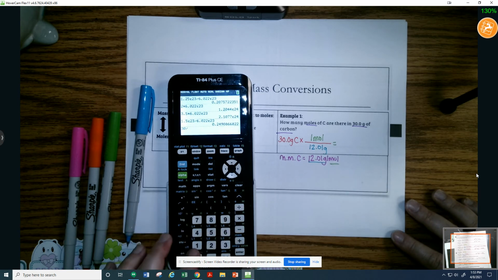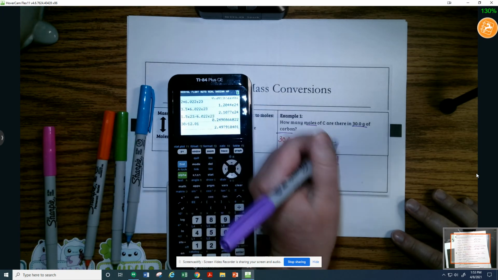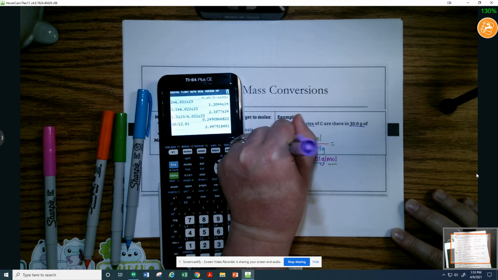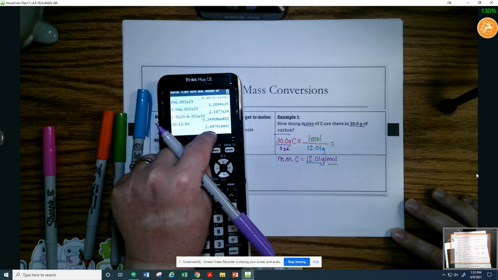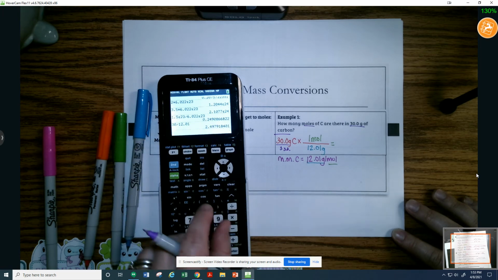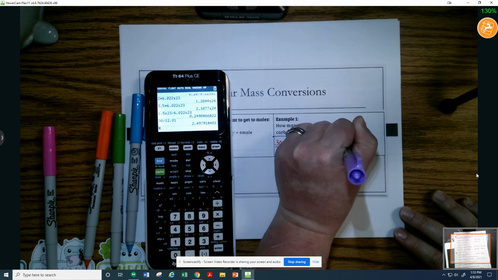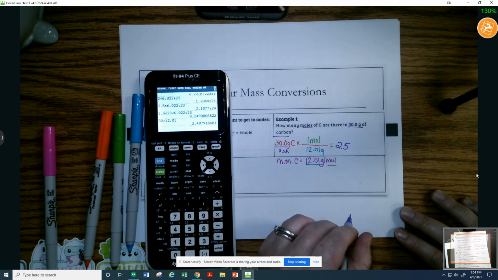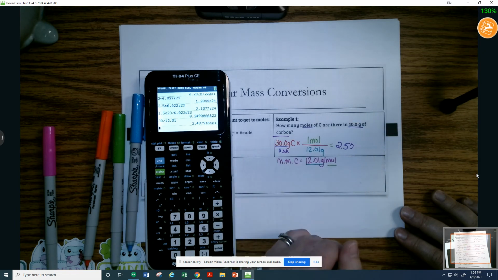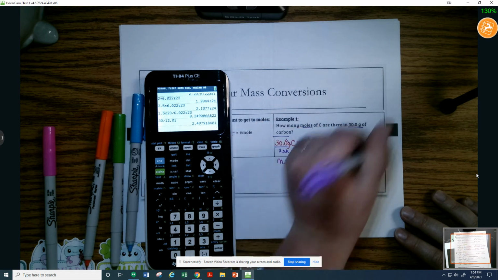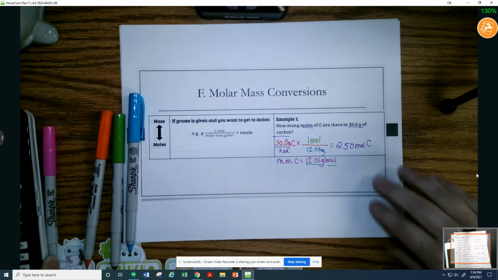So 30 divided by 12.01. Looking at my given, it has 3 sig figs. So I have 2.49. That 7 rounds up the 9, which then rounds up the 4. So what you end up with is 2.5, but that is only 2 sig figs. If you remember, what we can add on to make this have a third sig fig is a 0. Grams have canceled. We're left with moles of carbon. And that's how you solve example 1.